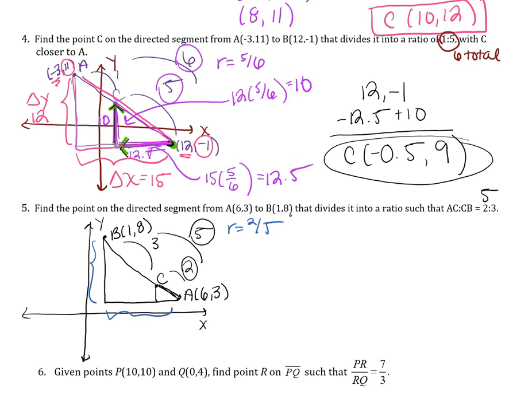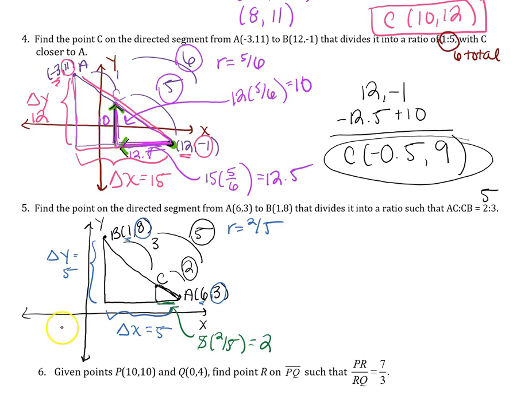Okay? So this horizontal distance would be the change in my x's between A and B. So between 1 and 6, that's a difference of 5. The up and down is the change in my y's. So that's the difference between 8 and 3, which happens to also be 5. Okay? So that means this new distance right here is going to be the pre-image of 5, but then dilated by a scale factor of 2/5. So 5 times 2/5 is just 2.